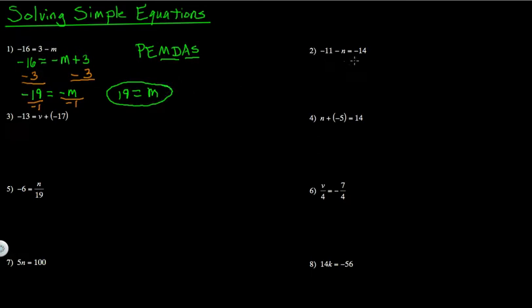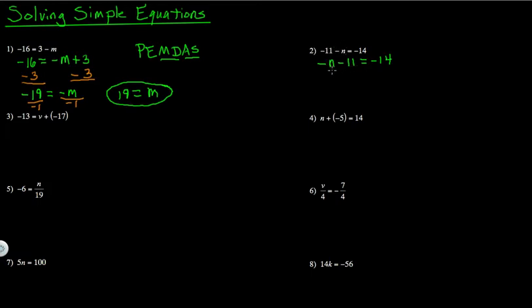All right, let's look at another example. Number 2, we have negative 11 minus n is equal to negative 14. So the first question is, what is being done to the variable? In this case, the variable is n. I'm going to use the commutative property to rearrange it so that the variable comes first. So I'm going to have this written as negative n minus 11 is equal to negative 14. Using the commutative property, just switching these terms around while keeping the signs the same.